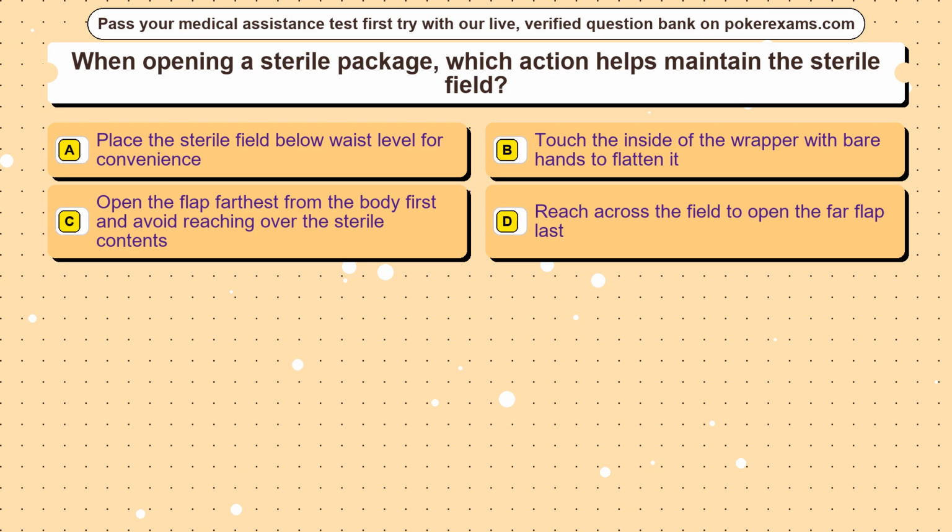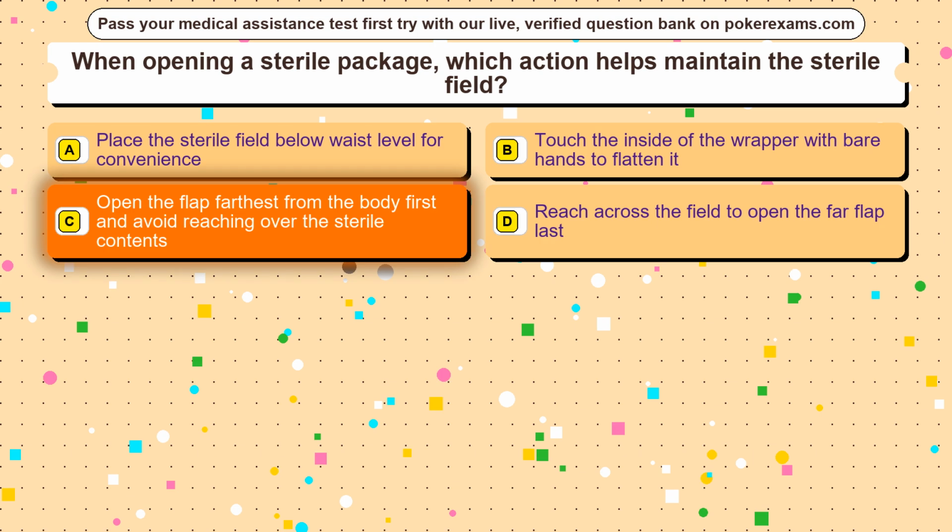Question 58. When opening a sterile package, which action helps maintain the sterile field? Option A, place the sterile field below waist level for convenience. Option B, touch the inside of the wrapper with bare hands to flatten it. Option C, open the flap farthest from the body first and avoid reaching over the sterile contents. Option D, reach across the field to open the far flap last.